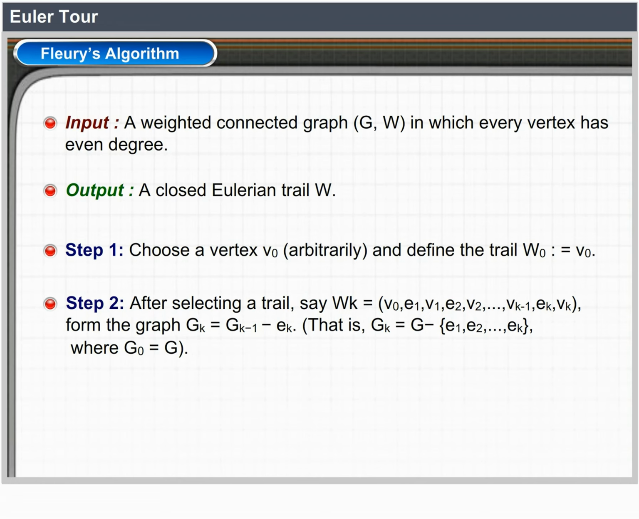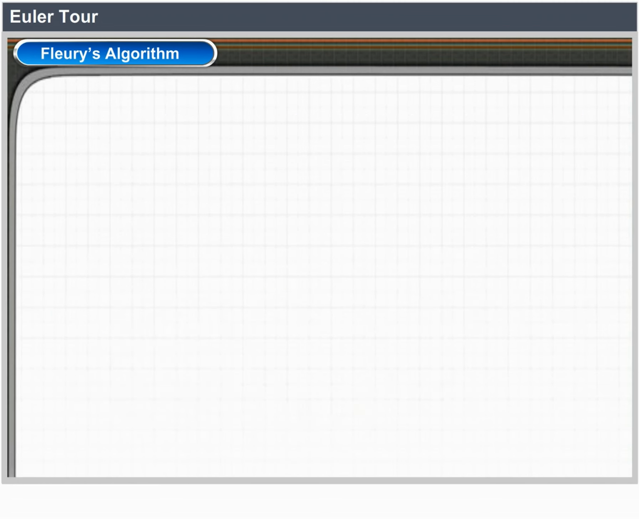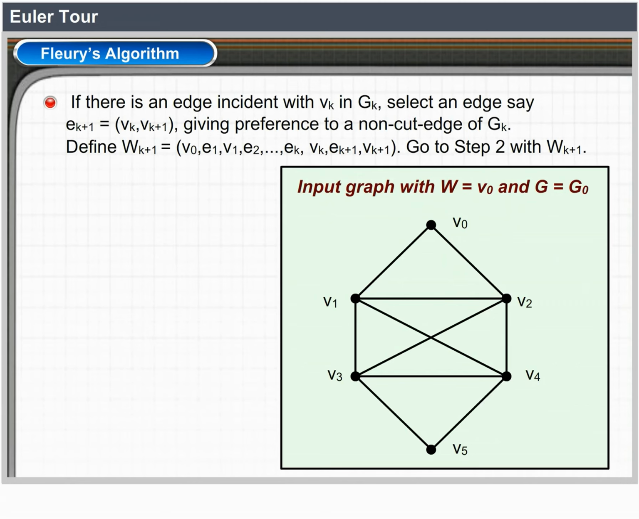Step 3. If there is no edge incident with Vk in Gk, then stop. Declare Wk is a closed Eulerian trail of G. If there is an edge incident with Vk in Gk, select an edge, say Ek+1 equals Vk, Vk+1, giving preference to a non-cut edge of Gk. Define Wk+1 equals V0, E1, up to Ek+1, Vk+1. Go to step 2 with Wk+1.